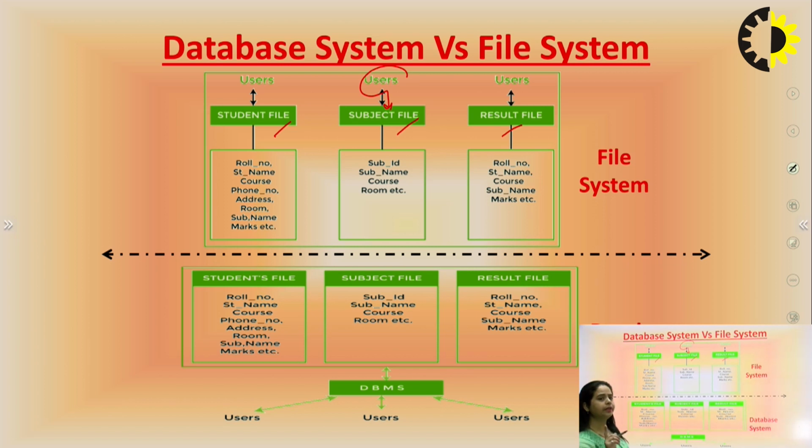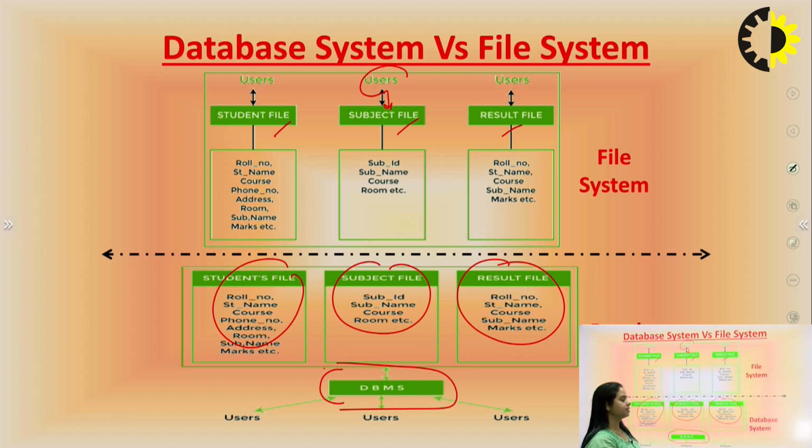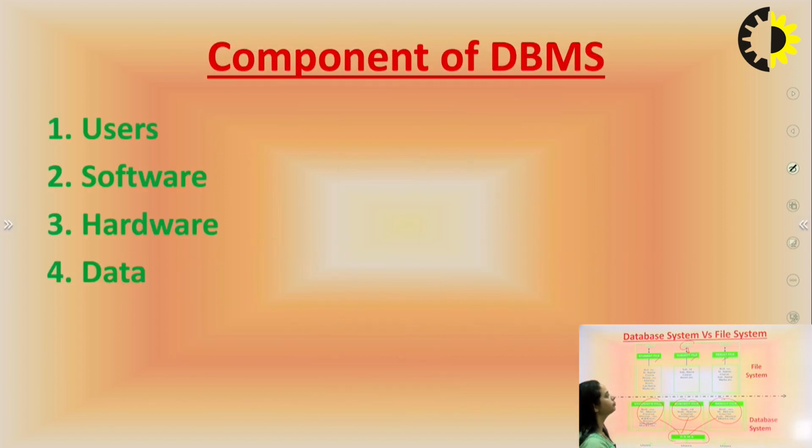But in case of database management system, here we also have 3 files. One is subject file, second one is student file, third one is result file. But in case of database management system, we need to interact with DBMS rather than individual file. This DBMS further interacts with the corresponding file whose data we want. So this is the basic difference between file system and database system.